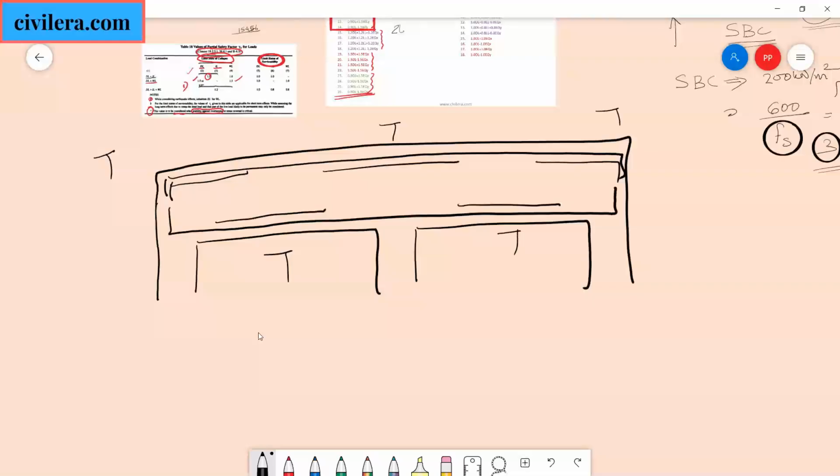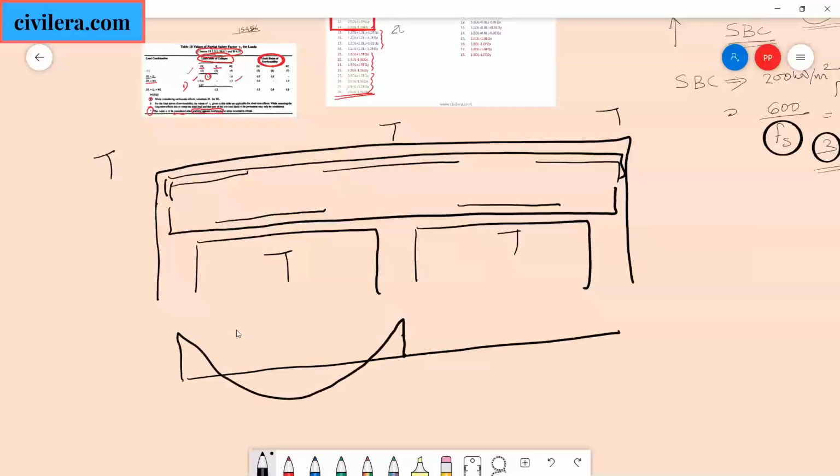If you see the bending moment diagram, it was something like this. So beyond this point, what do you call that point?